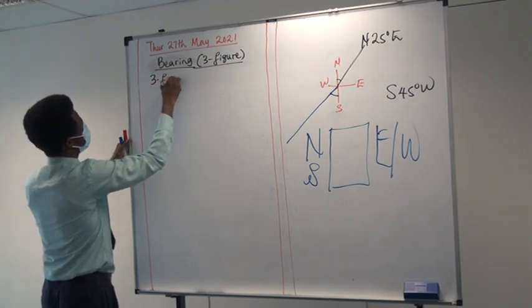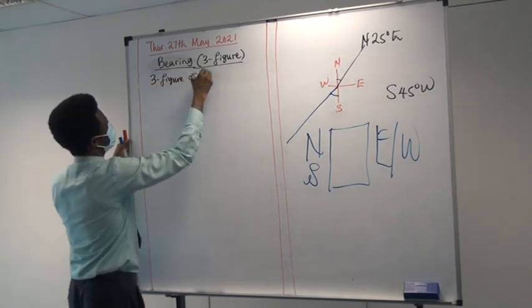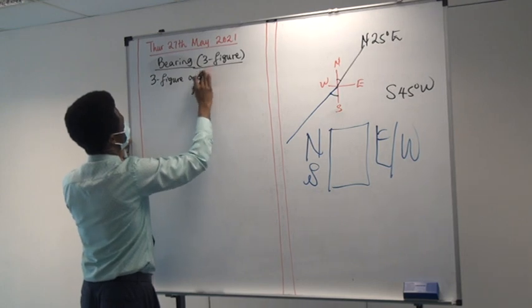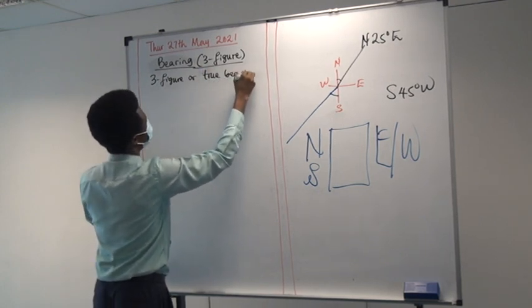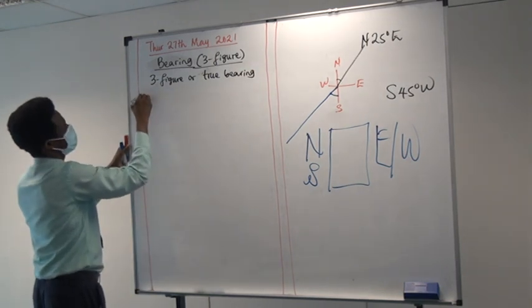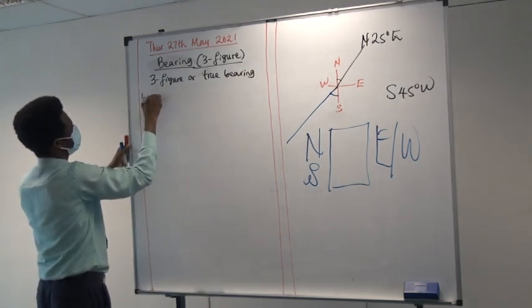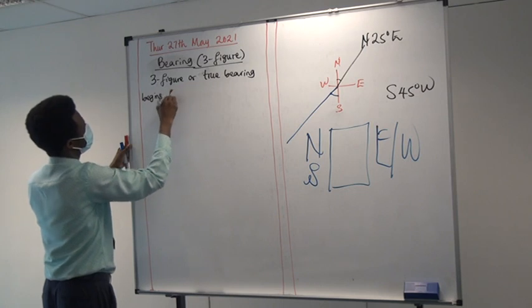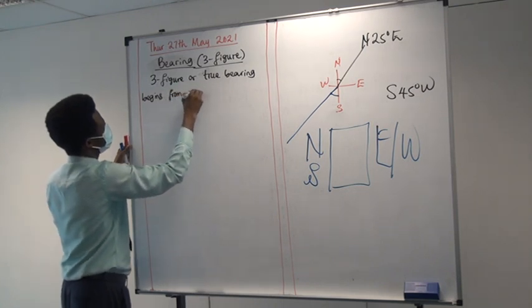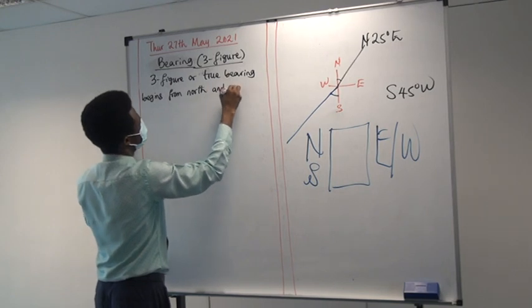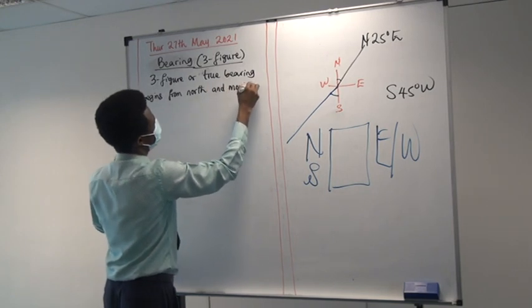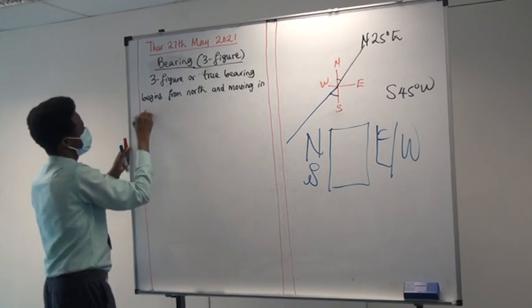Three-figure or true bearing, as your book has called it, begins from the north and moves in a clockwise direction.